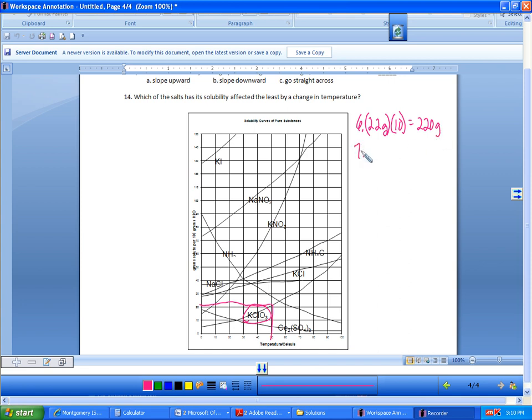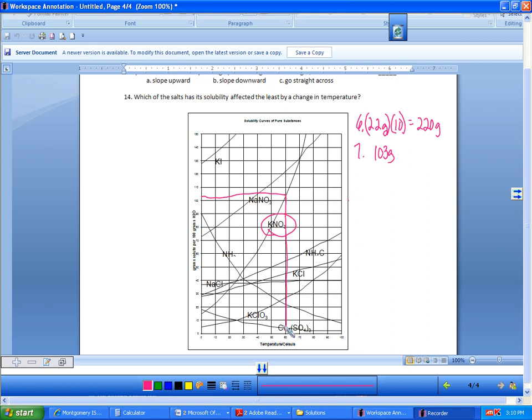Okay, number 7 says a saturated solution of potassium nitrate is prepared at 60 degrees Celsius, so let's find our potassium nitrate, KNO3, right here, at 60 degrees Celsius, using 100 milliliters of water. So that means I must have had maybe 104, 105 grams, 103, something like that. So I'm going to have 103 grams.